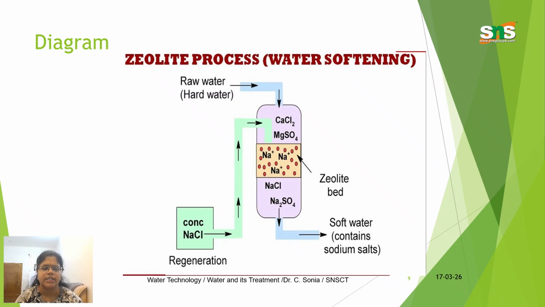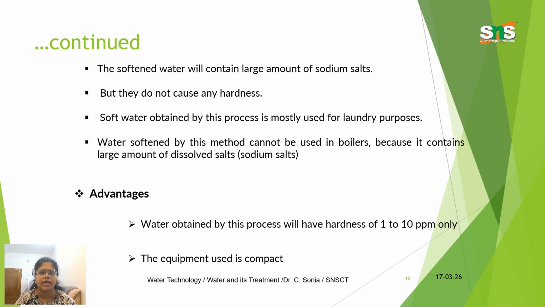This is the diagram depicting the zeolite process. The raw water is sent into the cylinder where the zeolite resin is present, and the calcium and magnesium salts are interchanged with the zeolite bed, and softened water which contains sodium salts comes out as the outlet. The softened water will contain a large amount of sodium salts, but they do not cause any hardness. Soft water obtained by this process is mostly used for laundry purposes.